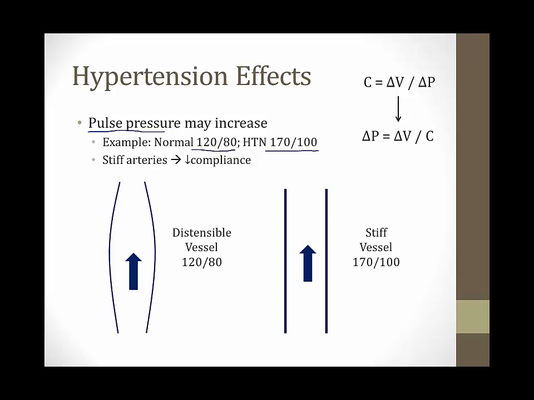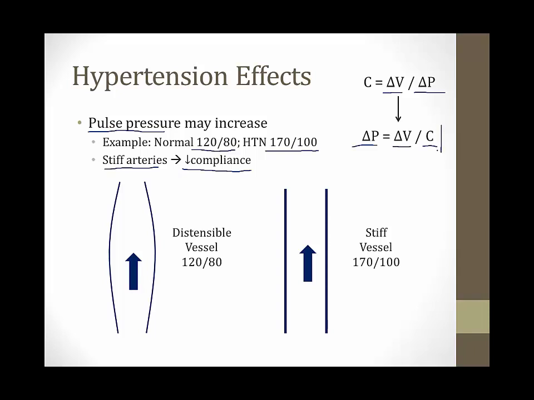The reason for this is because in the setting of chronic hypertension, the arteries become stiff, and this leads to a fall in compliance, and that generates a higher pulse pressure. To understand this better, I've written the compliance equation in the top right corner of the slide. Compliance is a change in volume divided by the change in pressure for a blood vessel. If we rearrange this to solve for the delta P, the change in pressure of a vessel is equal to the change in volume divided by the compliance.